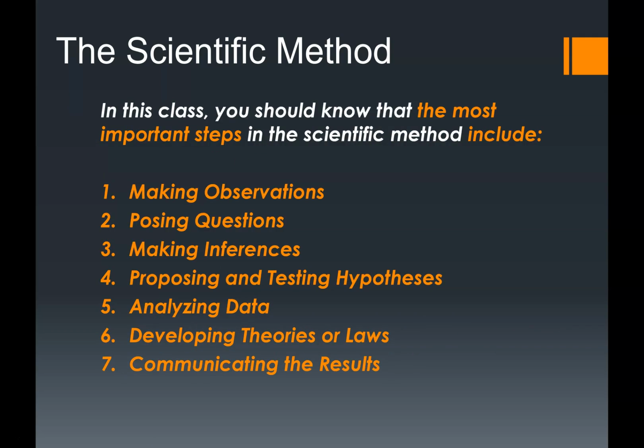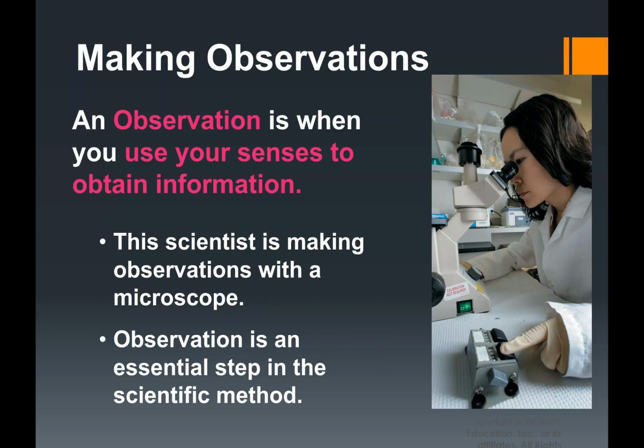The most important parts of the scientific method are making observations, posing questions, making inferences, proposing and testing your hypothesis, analyzing your data, developing your theory or your law, and then communicating the results of your experiment. We're going to talk about these pieces in detail.